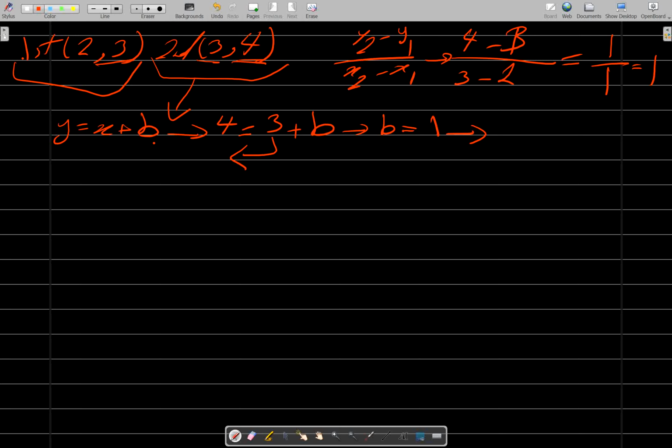So what did I find out? I found out what is my line equation. It's y equal to x plus 1. And this is how we find it.